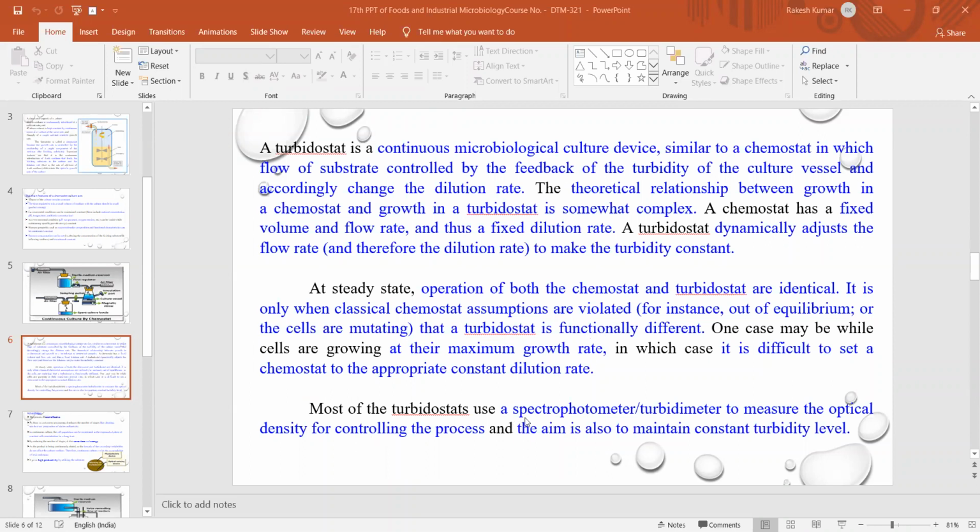Most turbidostats use a spectrophotometer or turbidometer. So simply remember the name of this instrument, which is generally used for measuring the turbidity inside the system. It is used to measure the optical density for controlling the process, and the aim is also to maintain a constant turbidity level. So these instruments used for observing the turbidity are responsible for maintaining a constant turbidity level inside the chamber.